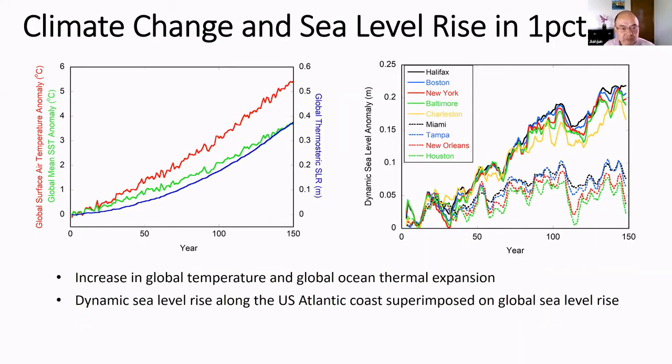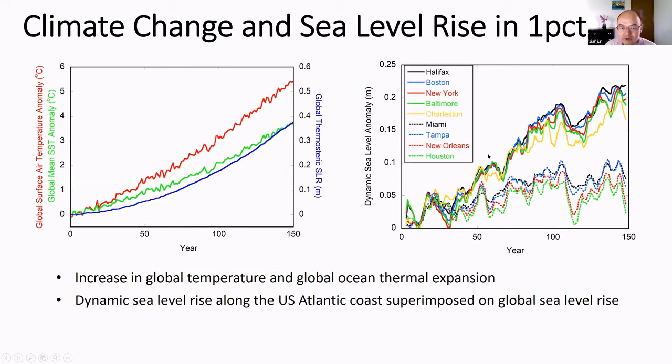Okay, so now let's look at the 1% CO2 experiment. In response to the CO2 increase, the global temperature increases and also the global SST increases. The blue curve shows the global steric sea level rise, or thermosteric sea level rise. You see by the end of the integration of the experiment, the global steric sea level rise is more than 0.3 meter.